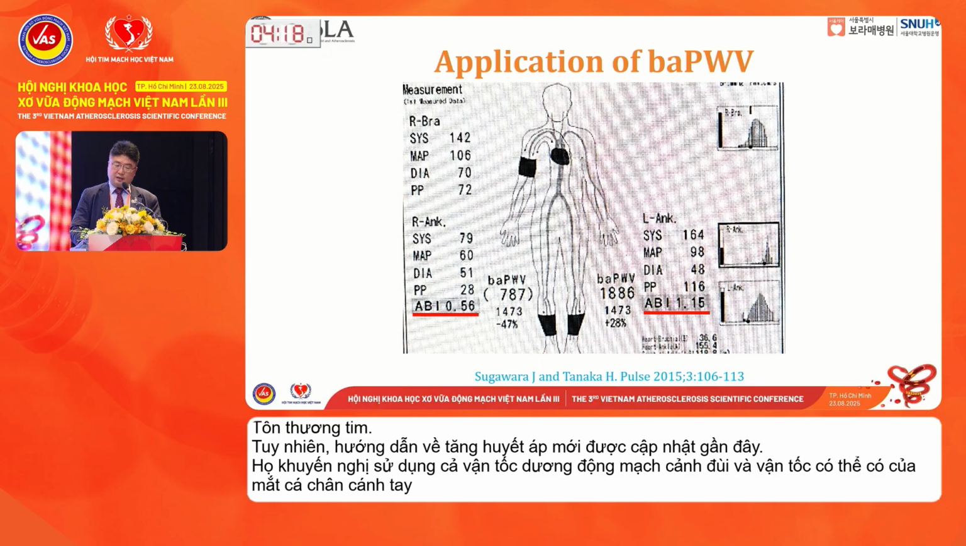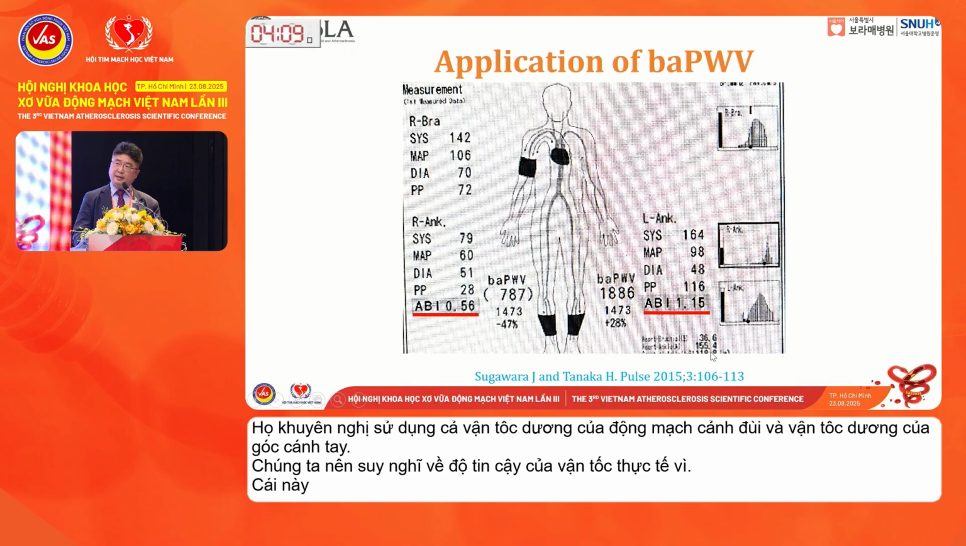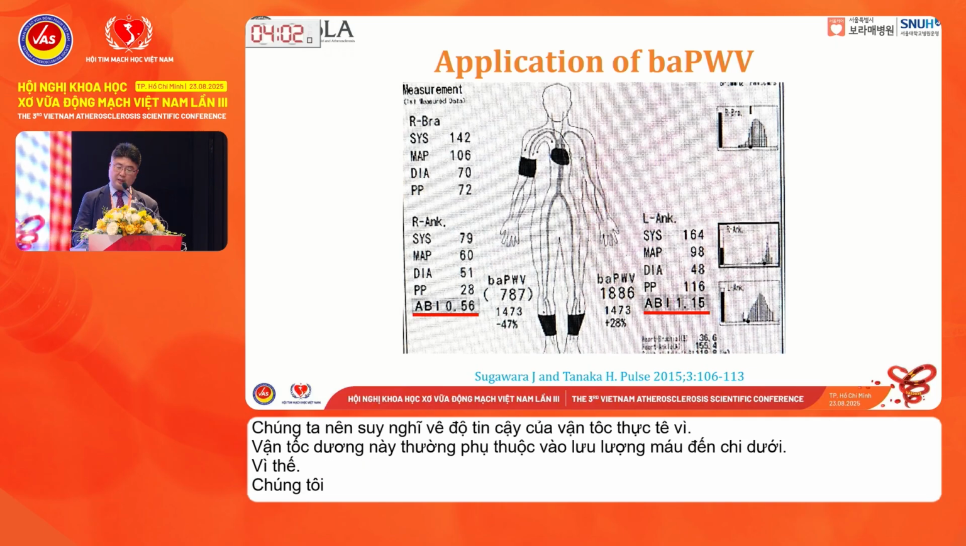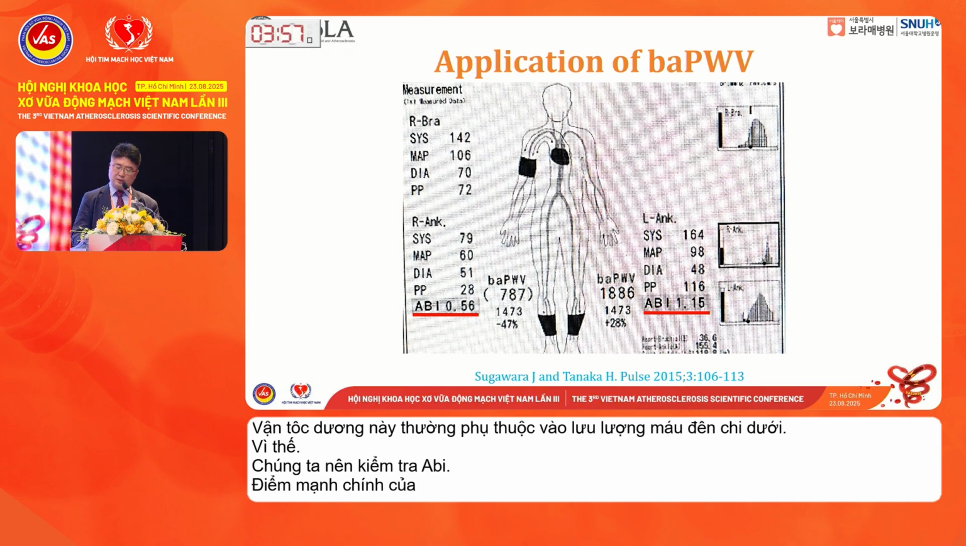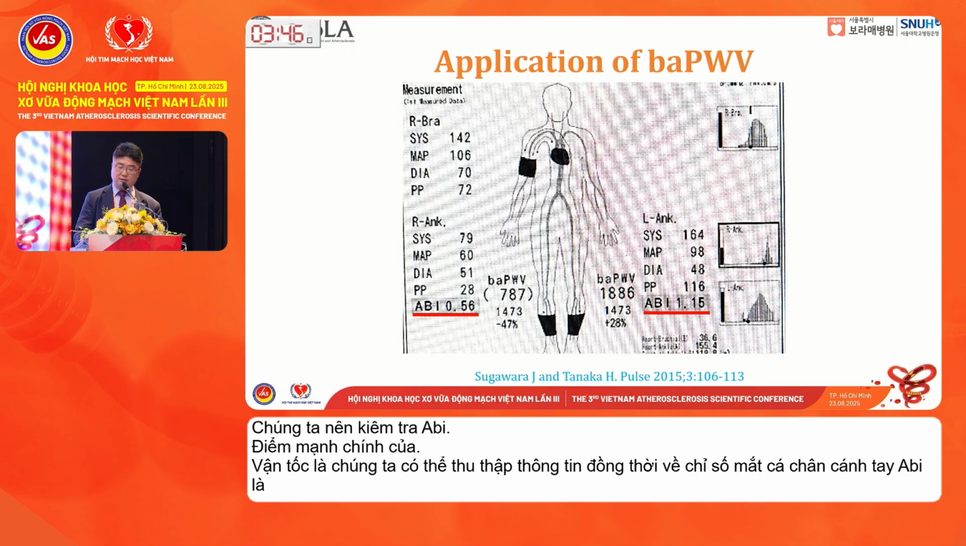We should think about the reliability of brachial-ankle pulse wave velocity because this pulse wave velocity usually depends on the blood flow to the lower extremities. So we should check the ABI. The main strength of brachial-ankle pulse wave velocity is we can obtain information simultaneously about the ABI, ankle-brachial index, which is an important indicator of atherosclerosis.